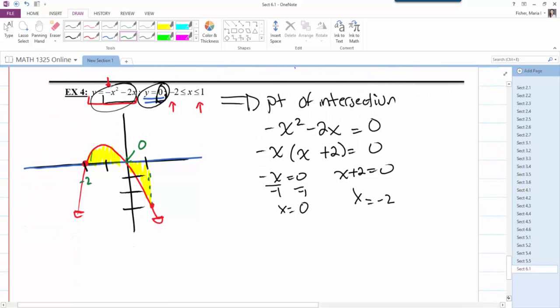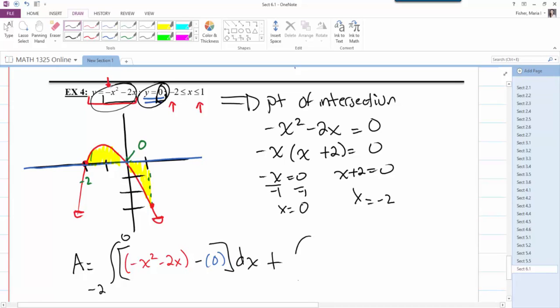Therefore, if I want to find the area, that yellow area there, I know that my area is going to equal the integral from -2 to 0. There, the curve that's on top is the red curve, which is -x² minus 2x, and that gets subtracted from the blue curve, which is 0 dx. And I need to add that to the integral from 0 to 1. There, the curve that's on top is the blue curve, which is 0, minus the red curve, which is -x² minus 2x dx.